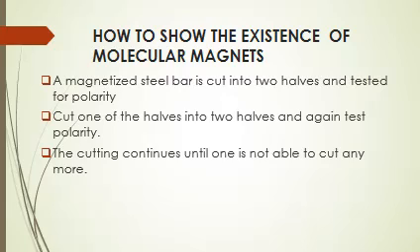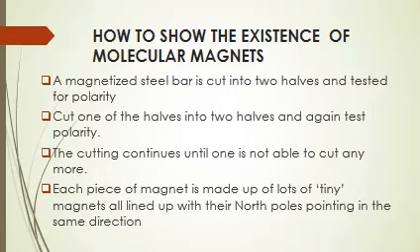So each piece of magnet is made up of lots of tiny magnets, or lots of these domains, all aligned with their north poles pointing in the same direction. Inside those small halves which have been cut, there are lots of tiny magnets all lined up with their north poles pointing in the same direction, showing that they are really magnets.